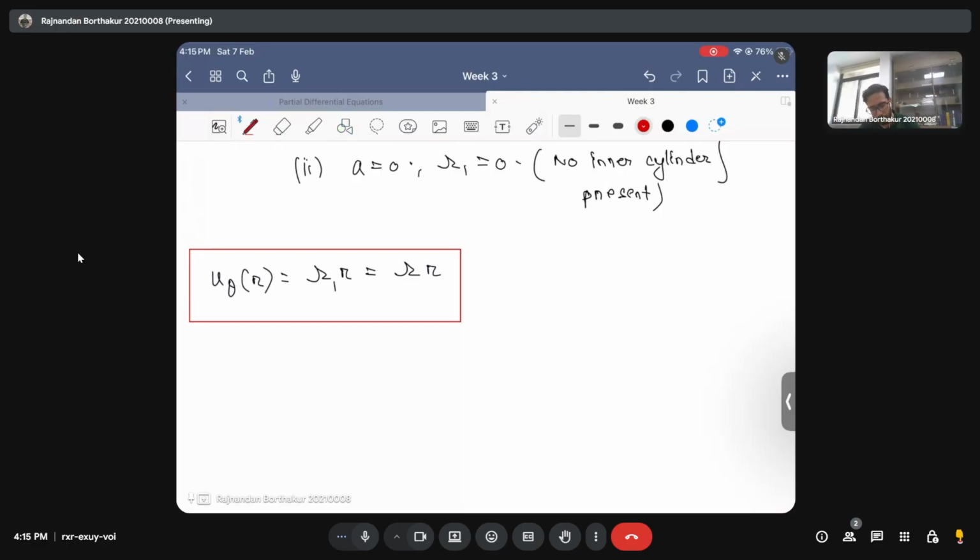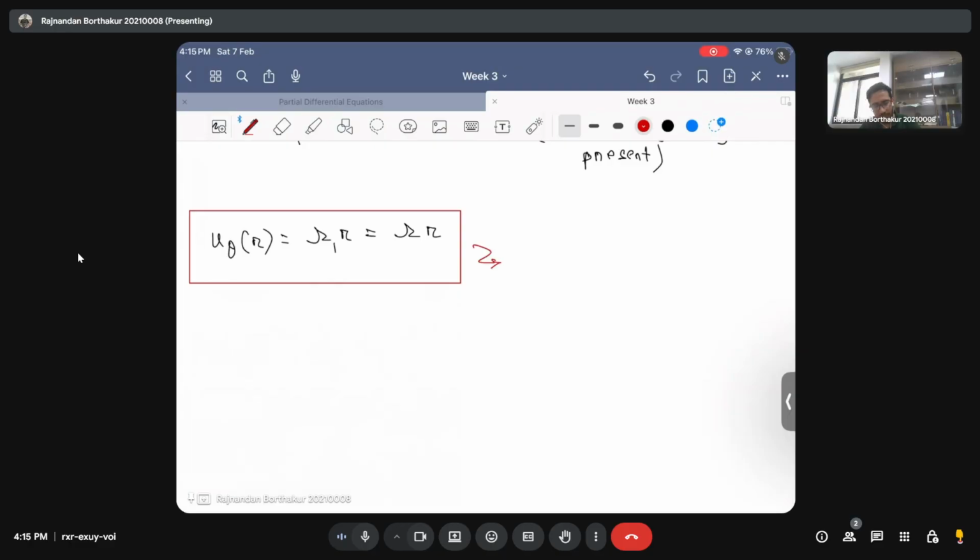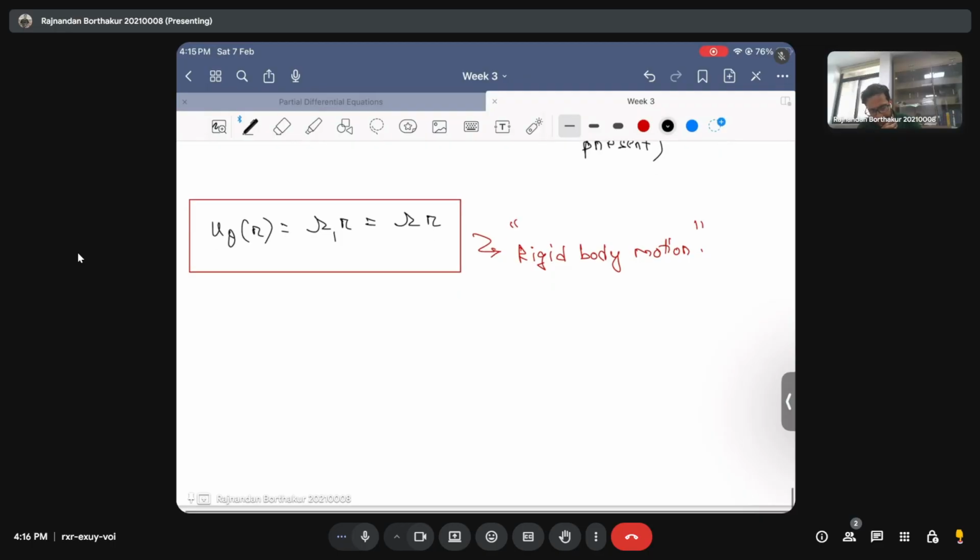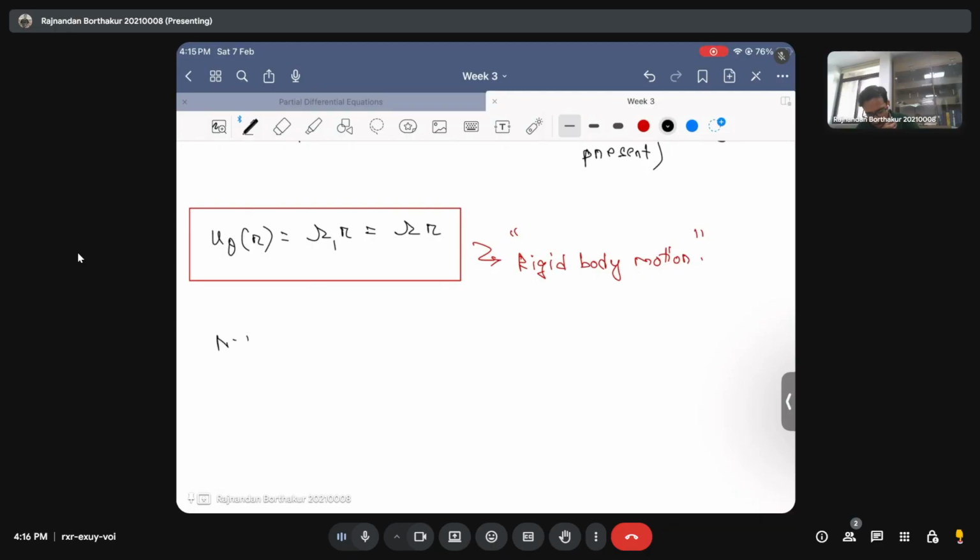So this special case, this velocity profile that you have got, is actually known as rigid body motion. This rigid body motion is actually a very special kind of motion that we encounter in fluid dynamics, and I'll actually tell you why this is the scenario. First of all, in order to understand this further, let's write the Navier-Stokes equation for this scenario. So NS means the Navier-Stokes equation for this special case.